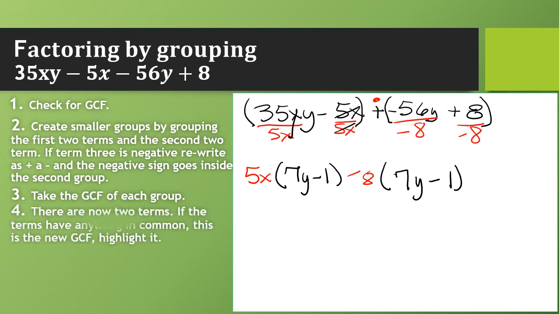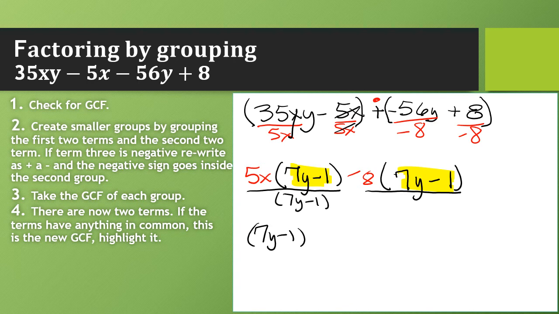Step 4 says, all right, let's look. Do I have anything in my two terms in common? So here's term 1, here's term 2. If they have anything in common, you're going to highlight whatever they have in common. So here we both have a 7y minus 1 in common. So I am going to GCF a 7y minus 1, which means I take a 7y minus 1 from here. I take a 7y minus 1 from here.